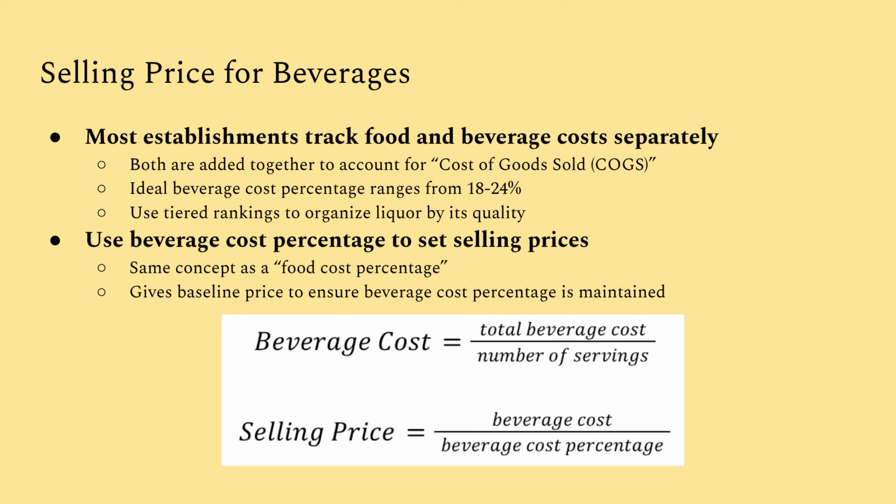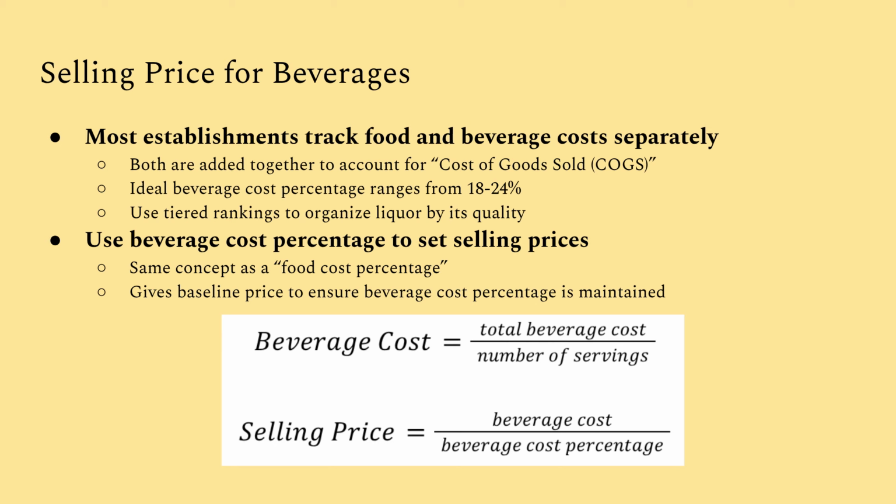So you might see some familiarities in these formulas, because it is very, very similar to costing out our foods. Like I just mentioned, most of our establishments are tracking food and beverages separately, but they are added together to account for the cost of goods sold, aka COGS, and we'll get into that a little bit later.